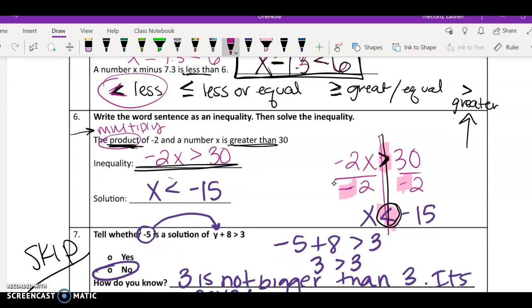Number 6, you're going to write the sentence and then you will solve it. So it says the product. Product means we're multiplying. So the product of negative 2 and some number x, so negative 2 times x, is greater than, so that is this symbol, 30. So that's how I wrote it. Negative 2x is greater than 30. And then it says we want the solution, so we are going to divide by negative 2 on both sides. When we divide by negative 2, it flips our inequality. So now I have x is less than negative 15, and so that is my solution.